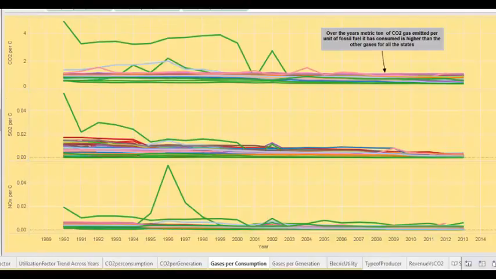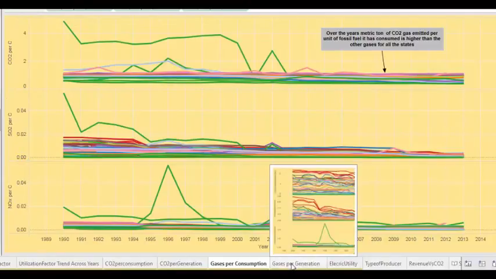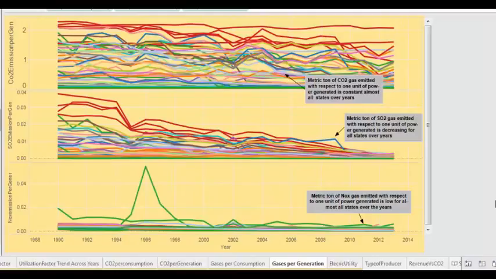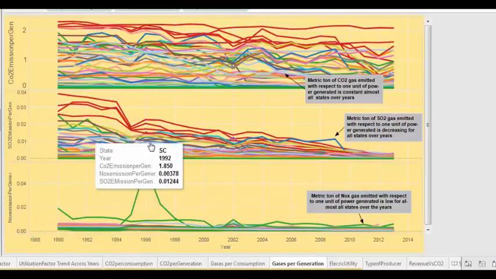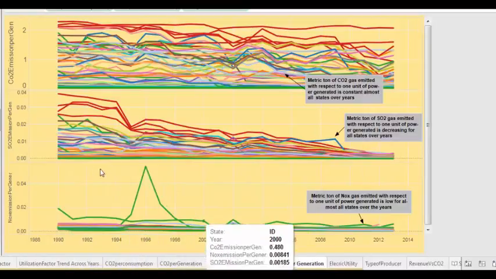We also plotted the trend of these gases emitted when 1 unit of power is generated over the years from 1990 to 2013 and for all the states. We see that the trend is decreasing for SO2 and for NOx gases and is constantly low when compared to the CO2. Hence we have taken the emission of CO2 for plotting.